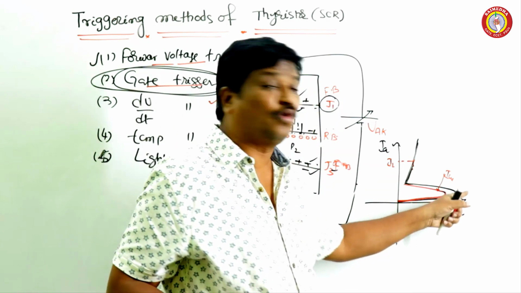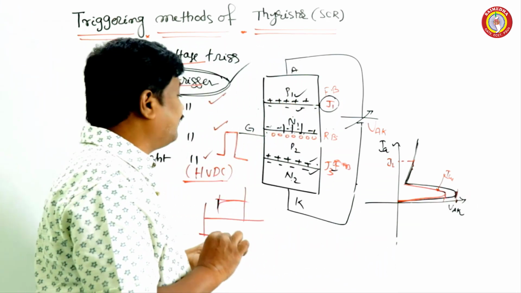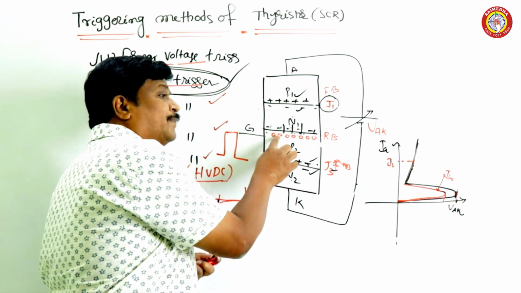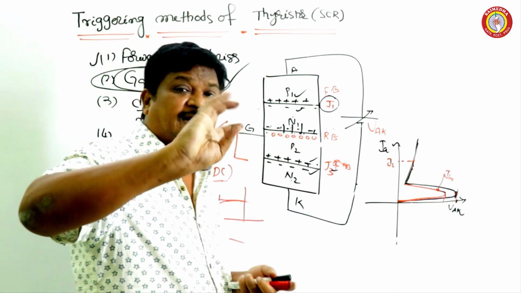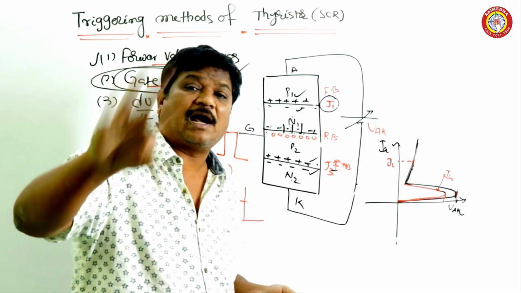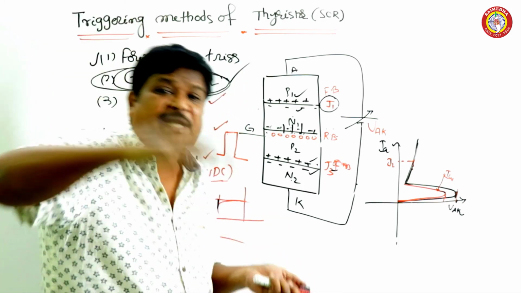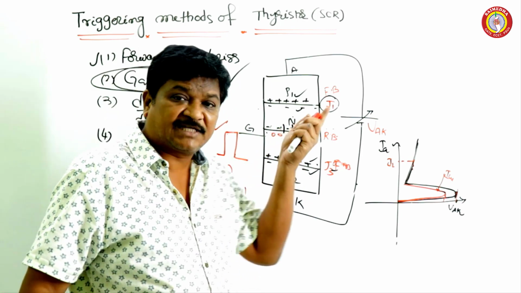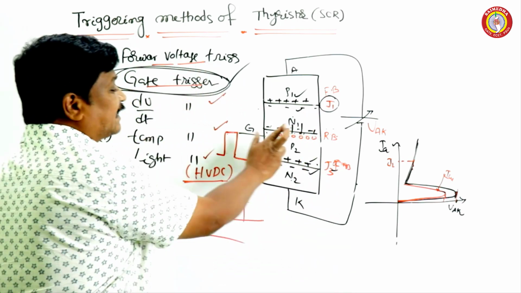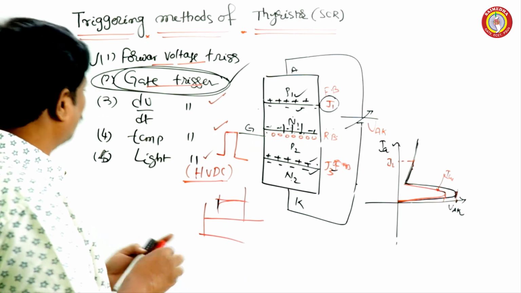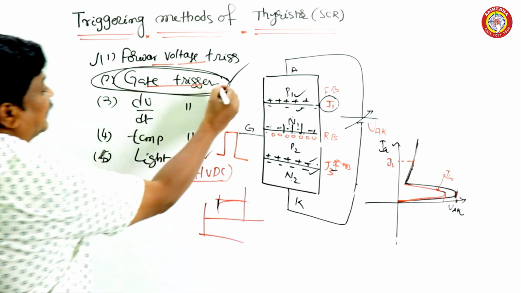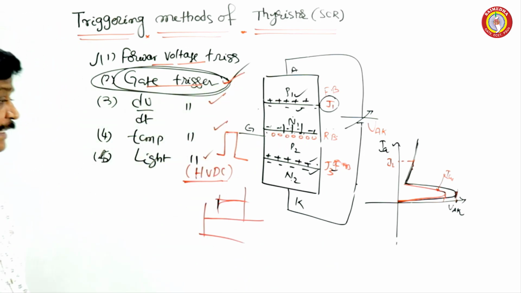But here you need not go up to that point, because your gate will provide it and the anode current will increase rapidly. Your alpha 1 and alpha 2 increase, and your gate current increases, accumulates, and breakdown will take place faster. The device will conduct faster. This is the most popular method of triggering.